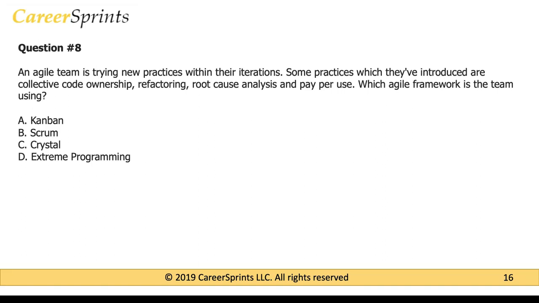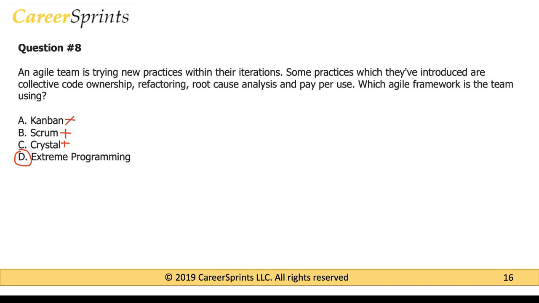So let's look at the correct answer. So basically the question was, they gave you some practices like collective code ownership, refactoring, root cause analysis, and pay per use, and they're asking you under which agile framework are these practices used. So the correct answer for this question is going to be Extreme Programming. It is not going to be Crystal. It is not going to be Scrum, and it is not going to be Kanban. Please excuse me for my arrows. Some of them look like a plus.